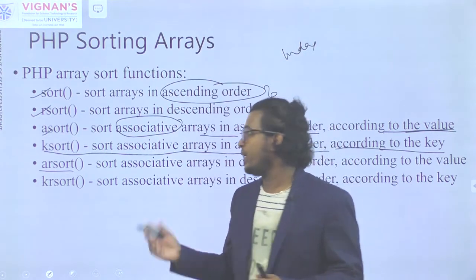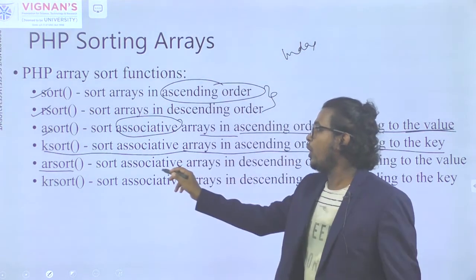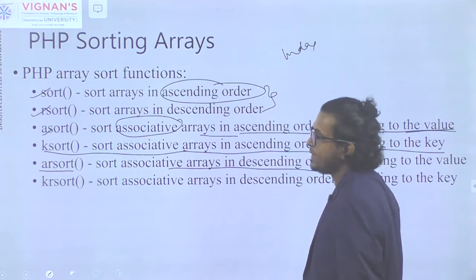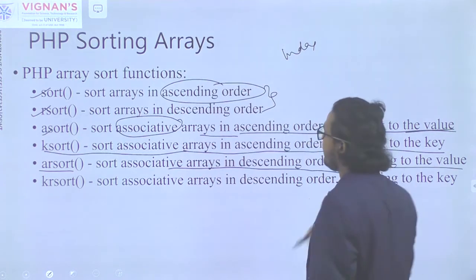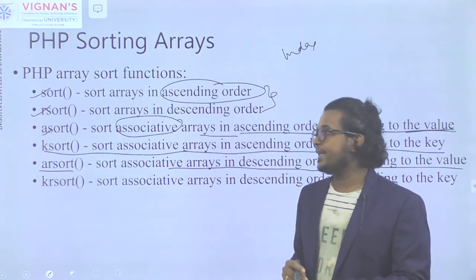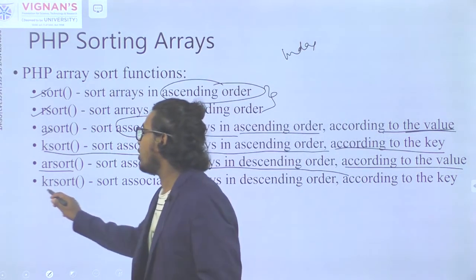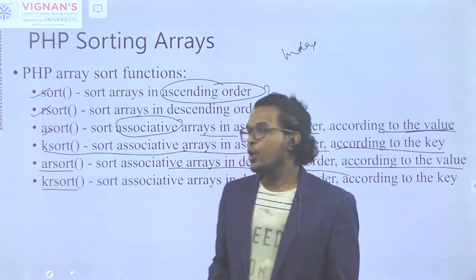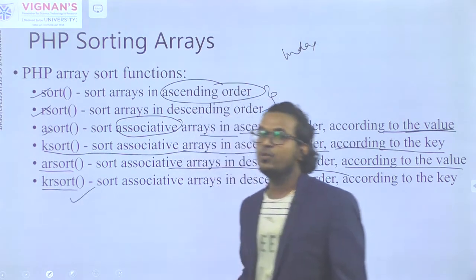The next one is arsort. arsort means we are reversing that array, or printing that array in descending order according to the value. Next one is the krsort function. With the help of this krsort function, what are we doing here?